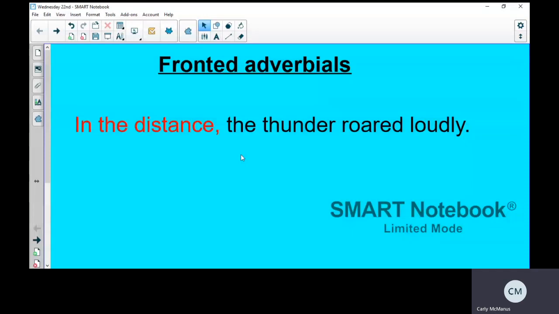Okay, so we have done fronted adverbials before. Remember, a fronted adverbial goes at the start of the sentence, so at the front of the sentence. And after you've done your fronted adverbial, you always put a comma in between that and the rest of the sentence. So this is just a random example. In the distance, the thunder roared loudly. So in the distance is the fronted adverbial.